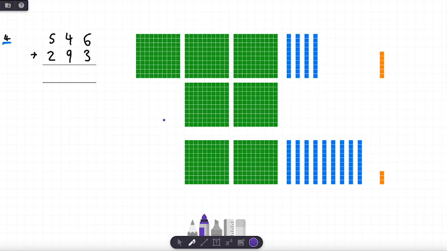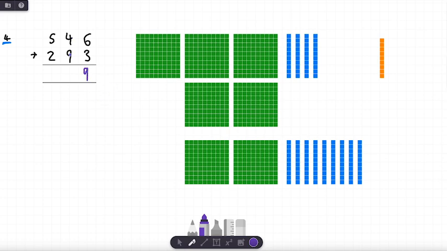Right, on to the last one we're going to go through in detail. Here we've got 546, and then underneath 293. And as with all the others, we're starting off with the units. We've got 6 plus 3 is 9. So that's fairly straightforward. Just put a 9 in the units column.